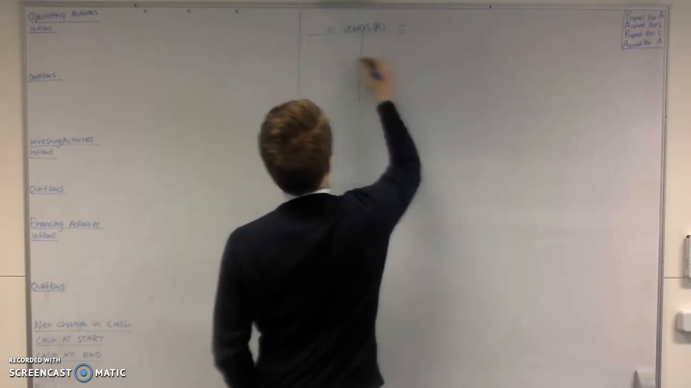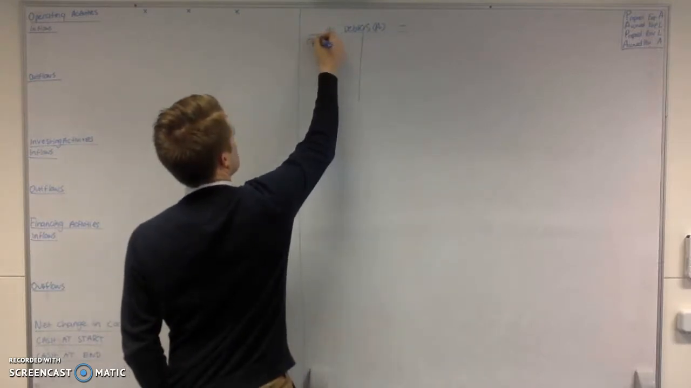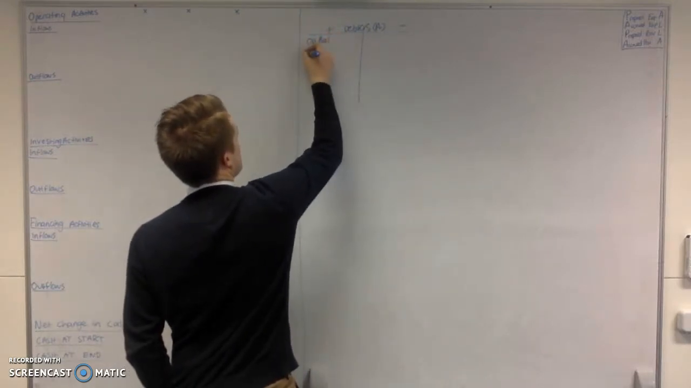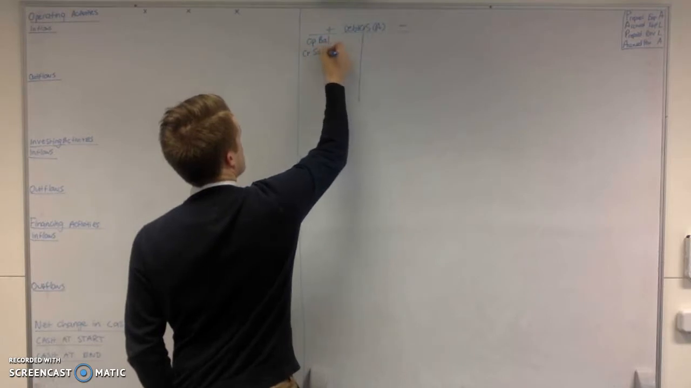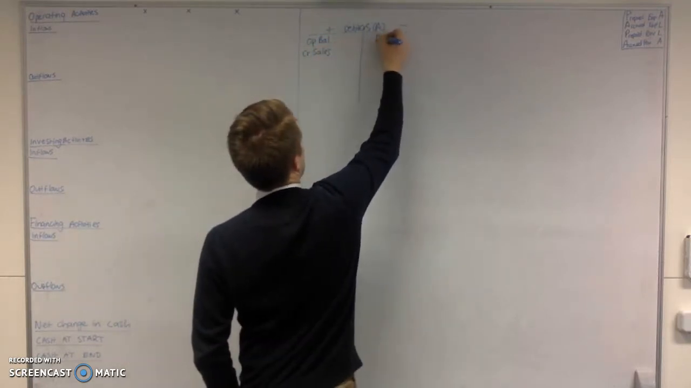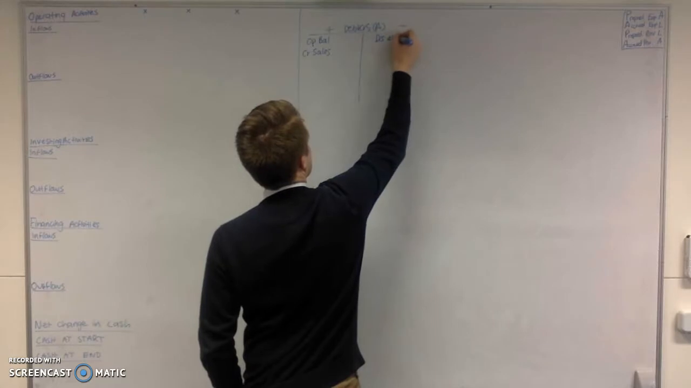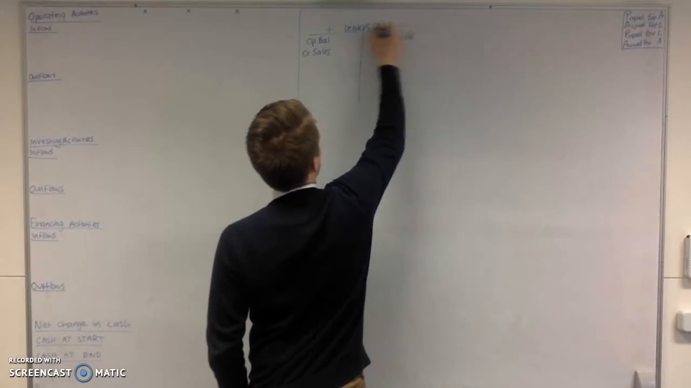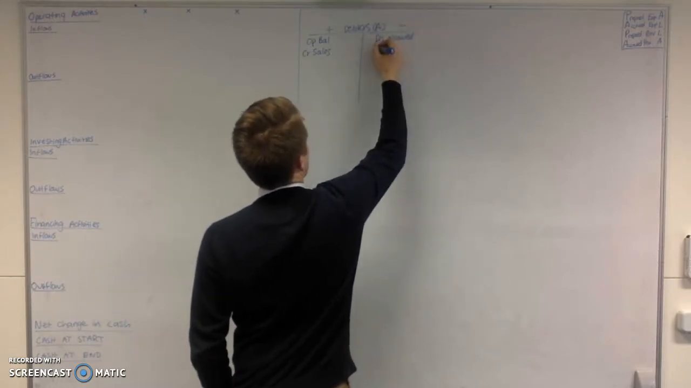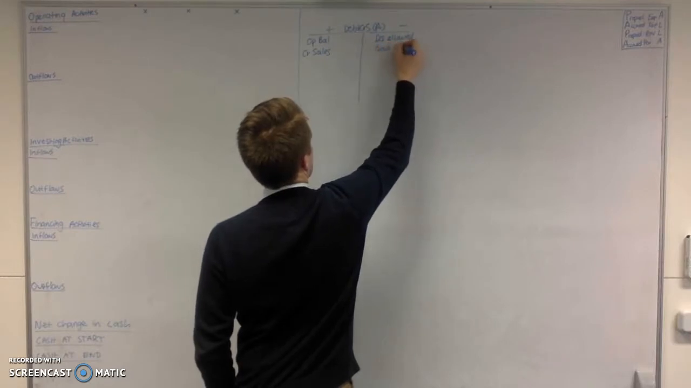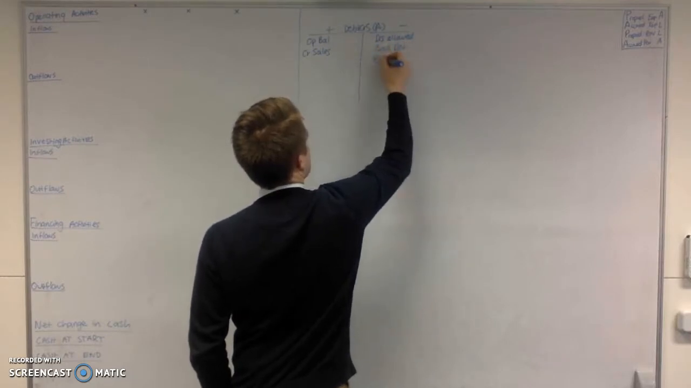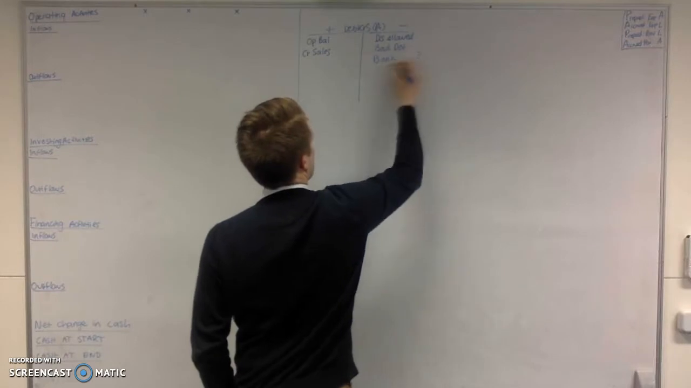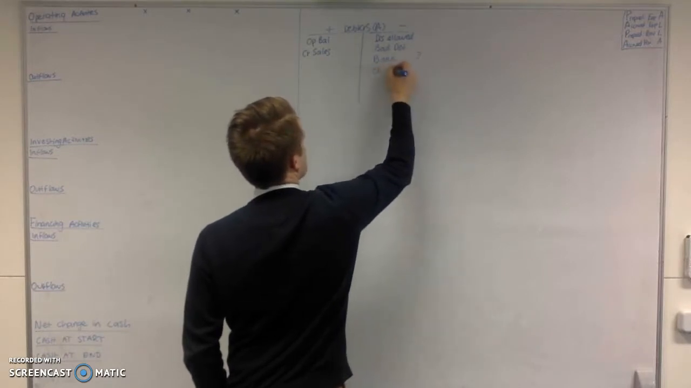Okay, we need 7 bits of information. First is opening balance, credit sales, discount allowed, bad debt, bank, which is the figure we're solving for, remember, and closing balance.